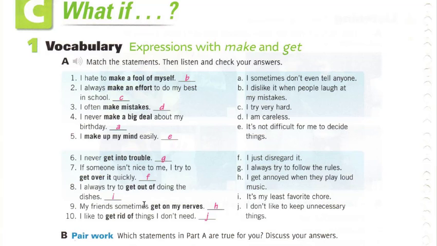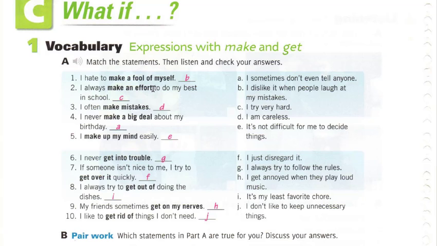Okay, and they're expressions, and we have the meaning of those expressions on the right side. So number 1 is I hate to make a fool of myself. It's I dislike it when people laugh at my mistakes. Number 2, I always make an effort to do my best in school. I try very hard. Make an effort.